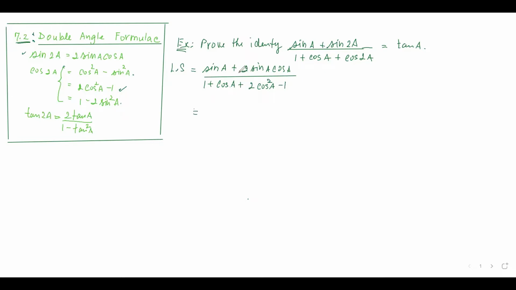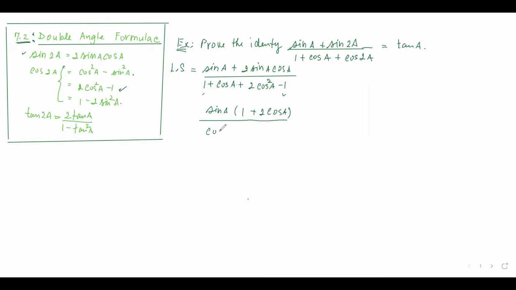Get a common factor, or GCF, right? Sine A, take it out. So get sine A, take it out, so left 1 plus 2 cosine A over. Then the denominator, you see what we can do. 1 plus 1 minus 1 is gone, correct? Plus 1 minus 1 here is gone. So you are left with cosine A plus 2 cosine squared A.